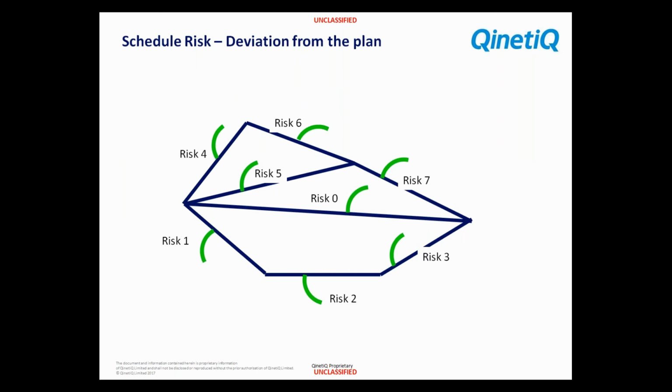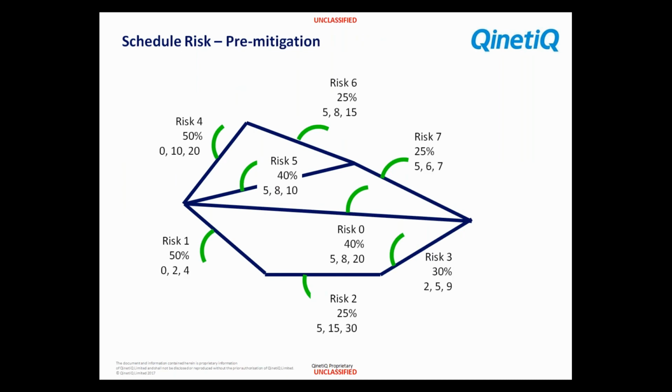Again, we can consider risk. So we introduce risk into this: deviations from our plan. If the risks occur, they have a probability. If they occur, then they have an impact on the plan. They will take time to put things right. They will extend the duration of this network, but only if they occur.